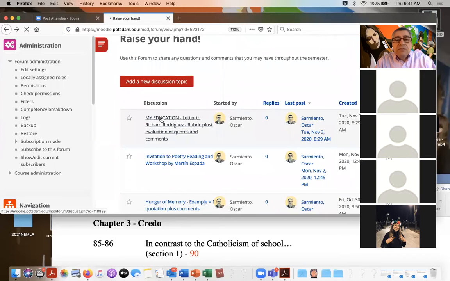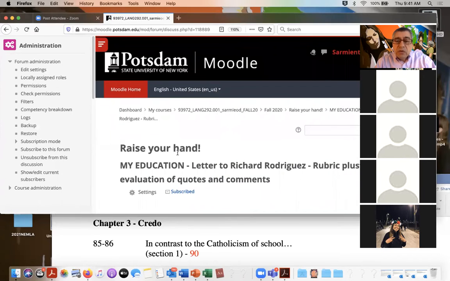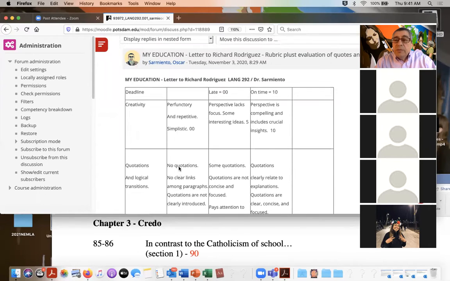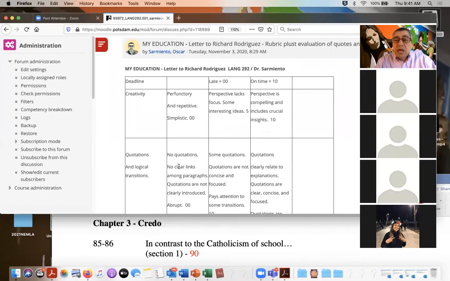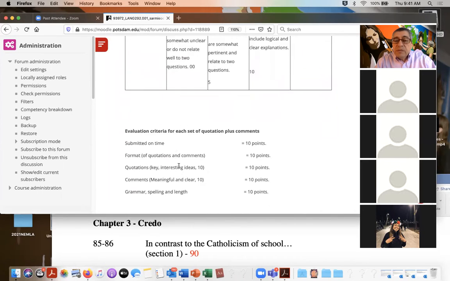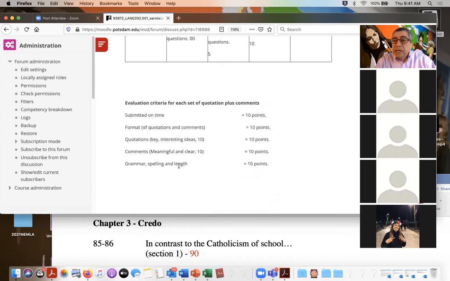Then, as you know, we're working on Hunger of Memory, I needed to share with you the rubric for your paper, right? And also give you more precise information as to how I'm grading the quotations and comments. And here you have them. Now, I would like to highlight something here for you right now.